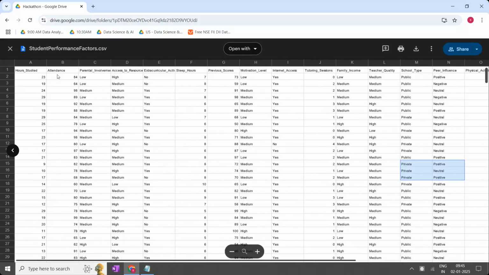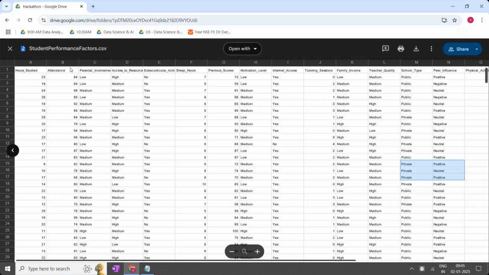Attendance versus exam score. Parental involvement versus exam score. Access to resources versus exam score. If it is two continuous variables, use group by. If it is categorical versus continuous, use group by, and for two categorical variables, use cross tab. You are going to apply this, observe the relation, and make plots if required, such as scatter plots. For example, attendance versus marks, you apply a scatter plot if required.